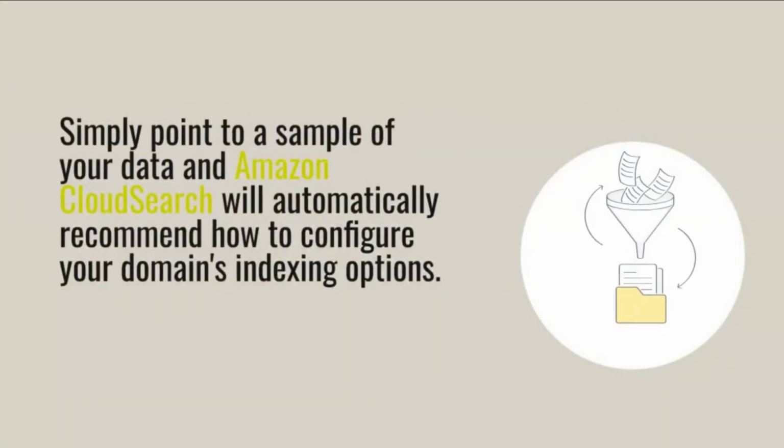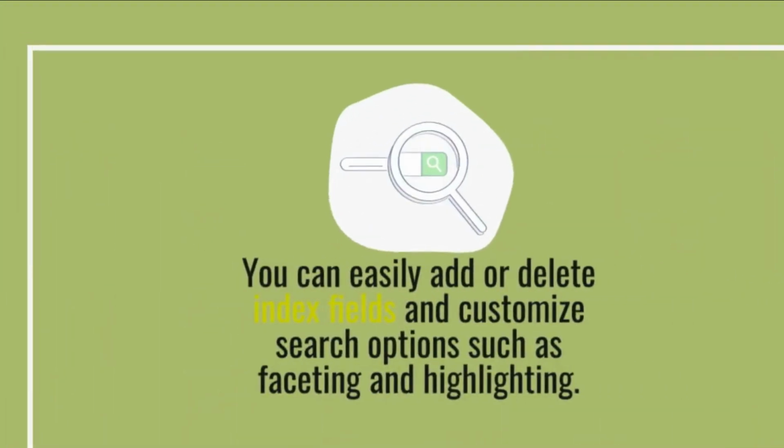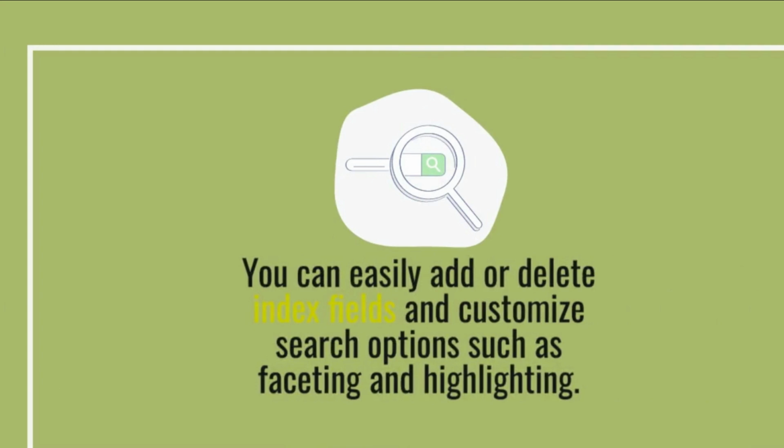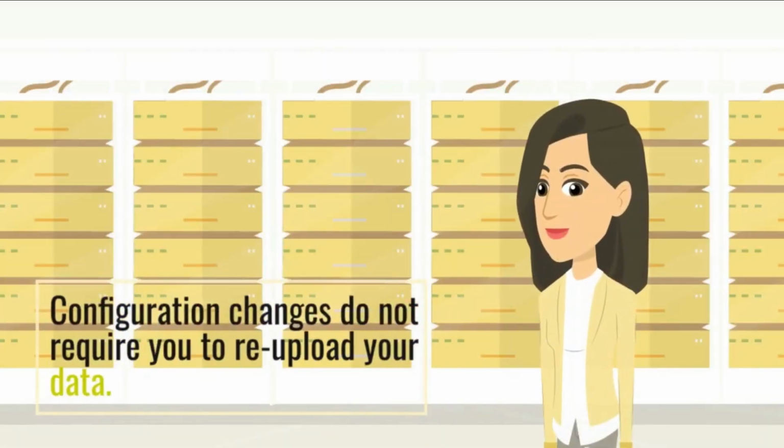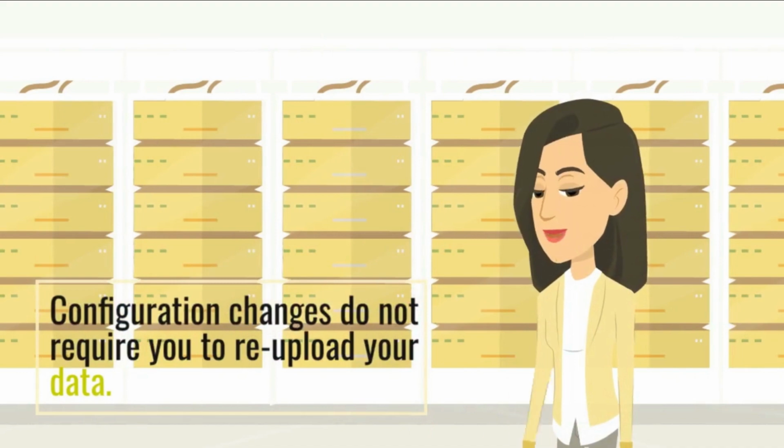Simply point to a sample of your data and Amazon CloudSearch will automatically recommend how to configure your domain's indexing options. You can easily add or delete index fields and customize search options such as faceting and highlighting. Configuration changes do not require you to re-upload your data.